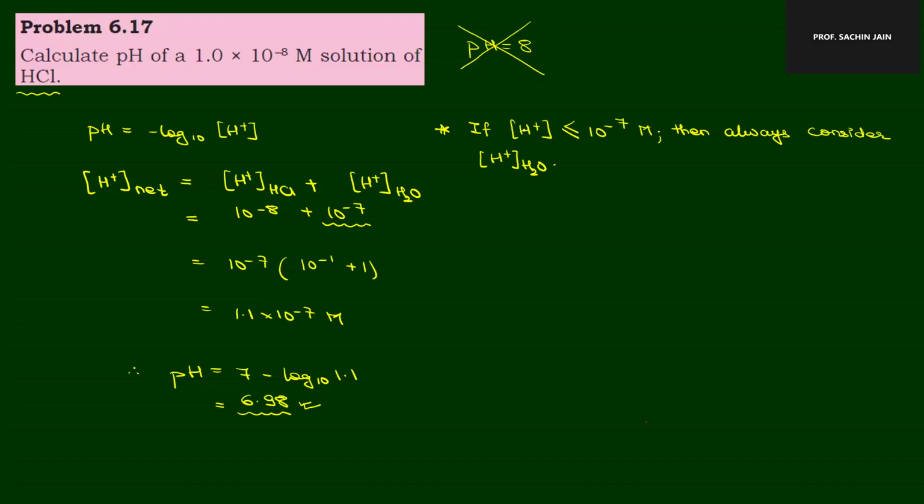And the same rule is applicable for the base. If the OH minus concentration is less than or equal to 10 raised to -7, then always consider the OH minus coming from the water. Yes? Yes, sir. Okay, any doubt in this?